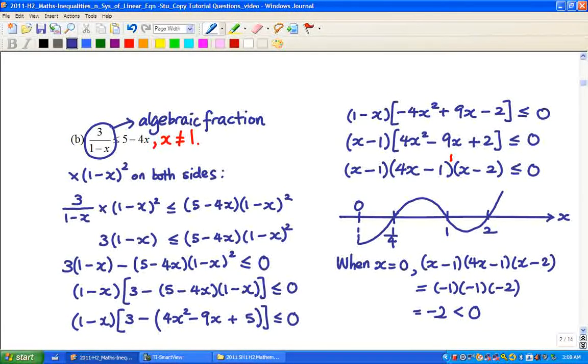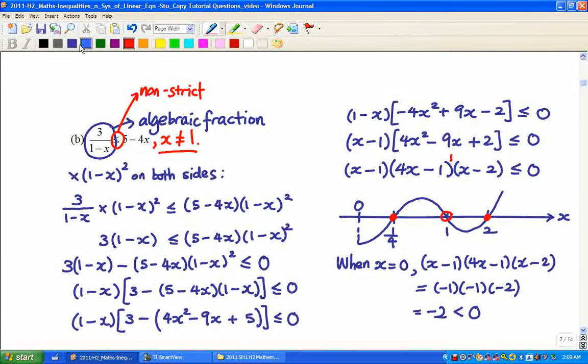Now, because this inequality is non-strict, we would include each of the values corresponding to the roots 1 quarter, 1 and 2, except for x equals to 1. This is because we have seen from the expression that it is undefined at the value of x equals to 1.